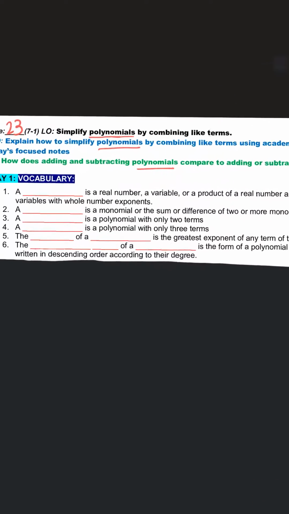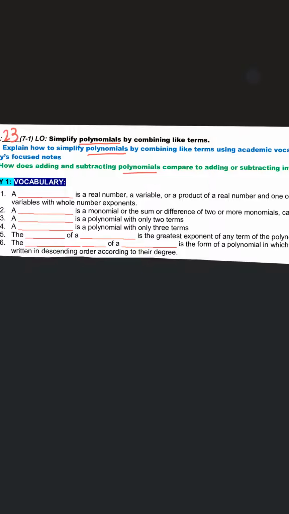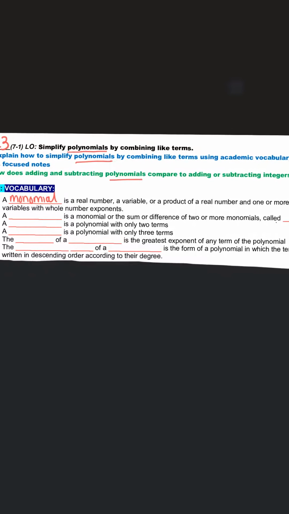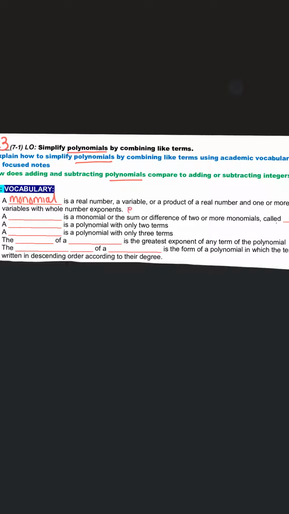Okay, so let's talk about some vocabulary. The first thing that we should talk about is what a monomial is. A monomial is a real number, a variable, or a product of a real number and one or more variables with whole number exponents. So here are some examples of a monomial. 3 is a monomial, 4x is a monomial, x is a monomial, 7xy is a monomial, and 4x cubed is a monomial.